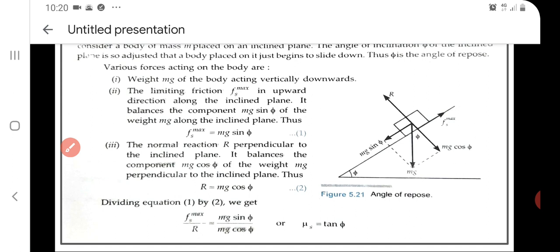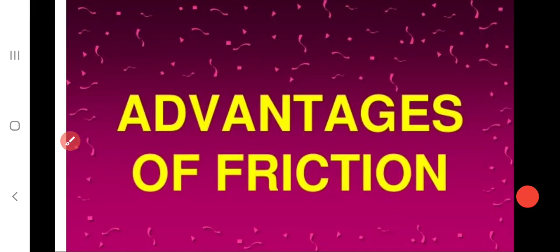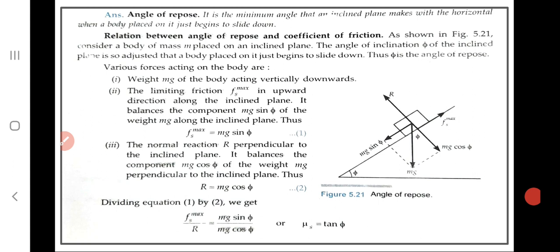So first let's take the forces which are acting along the inclined plane. Along the inclined plane, we have two forces: mg sin phi acting downwards along the plane, and Fs max, that is the maximum static friction, which is acting in the opposite direction, up the plane. When the body is in equilibrium, these two forces are balanced, opposite in direction and equal in magnitude. So we have Fs max equal to mg sin phi.